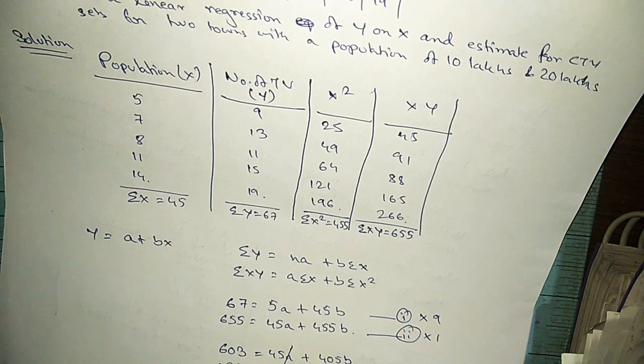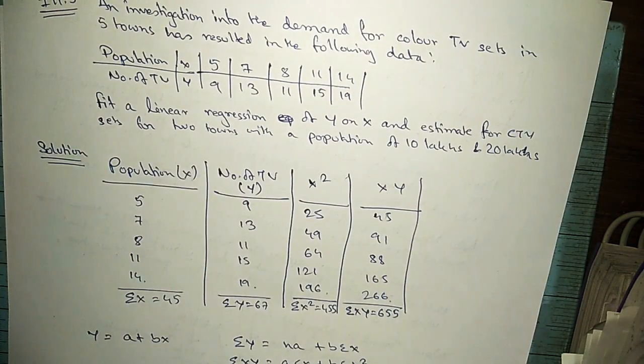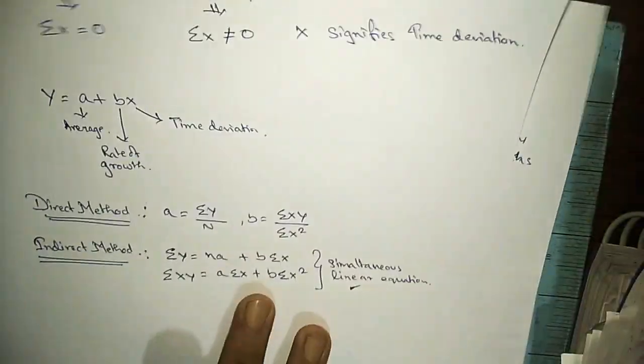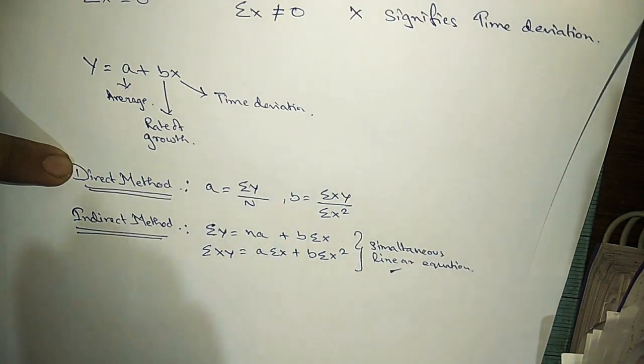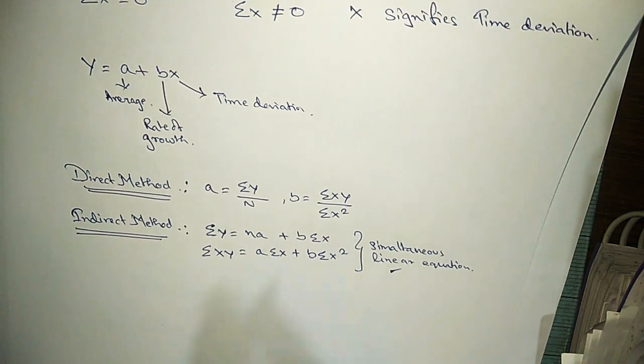The next question you have in the study material is the same as this one also. You can do it easily. You just have to keep in mind the two formulas which I gave you, these two formulas. Depending on that, you have to make the table also and solve it. So that's it, guys.